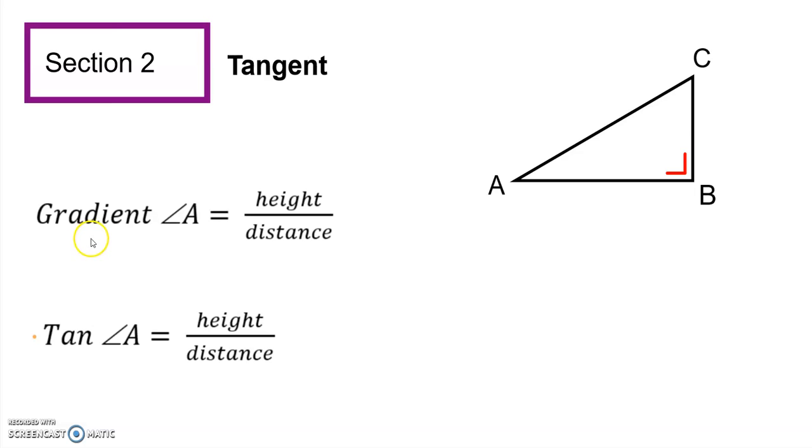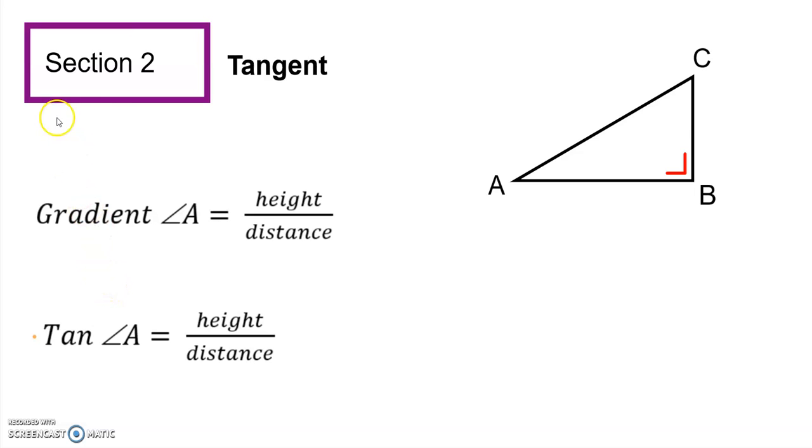In Dutch, je kan natuurlijk zeggen het hellingsgetal van hoek A, maar in plaats van hellingsgetal van hoek A, gaan we gebruiken de tangens van hoek A. In English, the tangent of angle A. When you take a look at your calculator, you also see a button saying tan for tangent. And we're going to use this button.